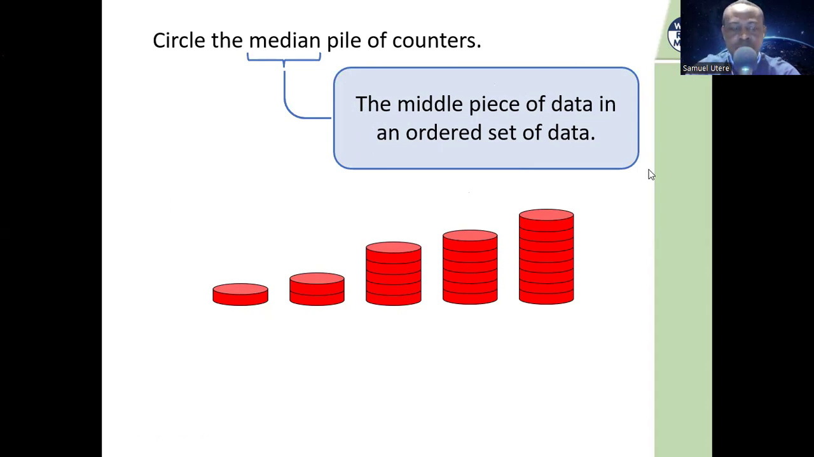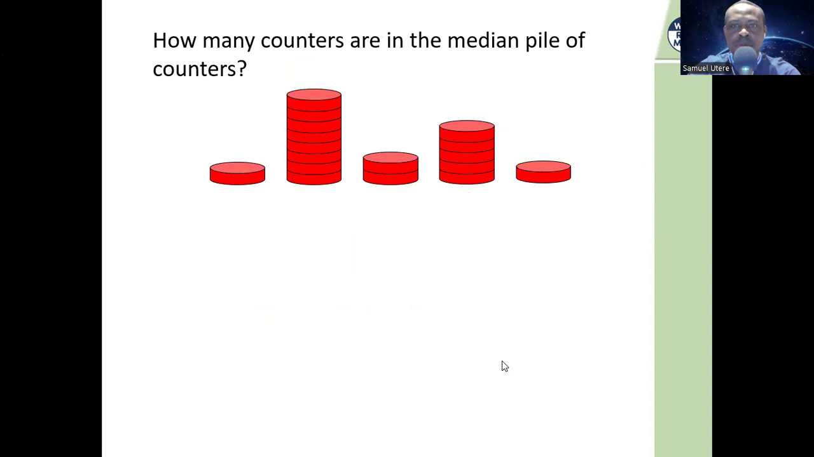In this case, just looking at these counters, it will be easy to spot that this is the middle data. We can see that it is ordered from the smallest to the highest number of counters. So this is the median. What about this one? Have a think. How many counters are in the median pile of counters? Can we actually spot the median?